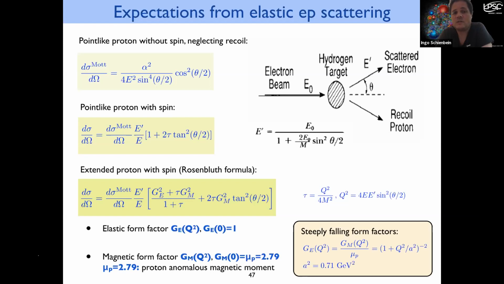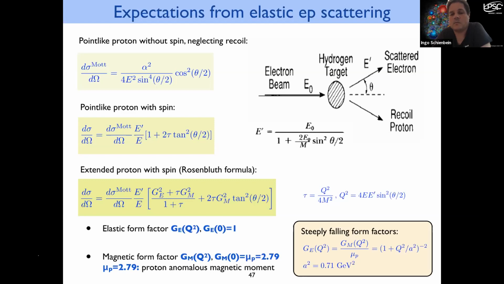So G_E square plus tau G_M square over 1 plus tau. And then the tangent square term is multiplied with another form factor, 2 tau G_M square. So these form factors: G_E is the electric form factor, normalized to 1 if q square is 0, so that we see the charge of a point-like proton. And G_M is the magnetic form factor.